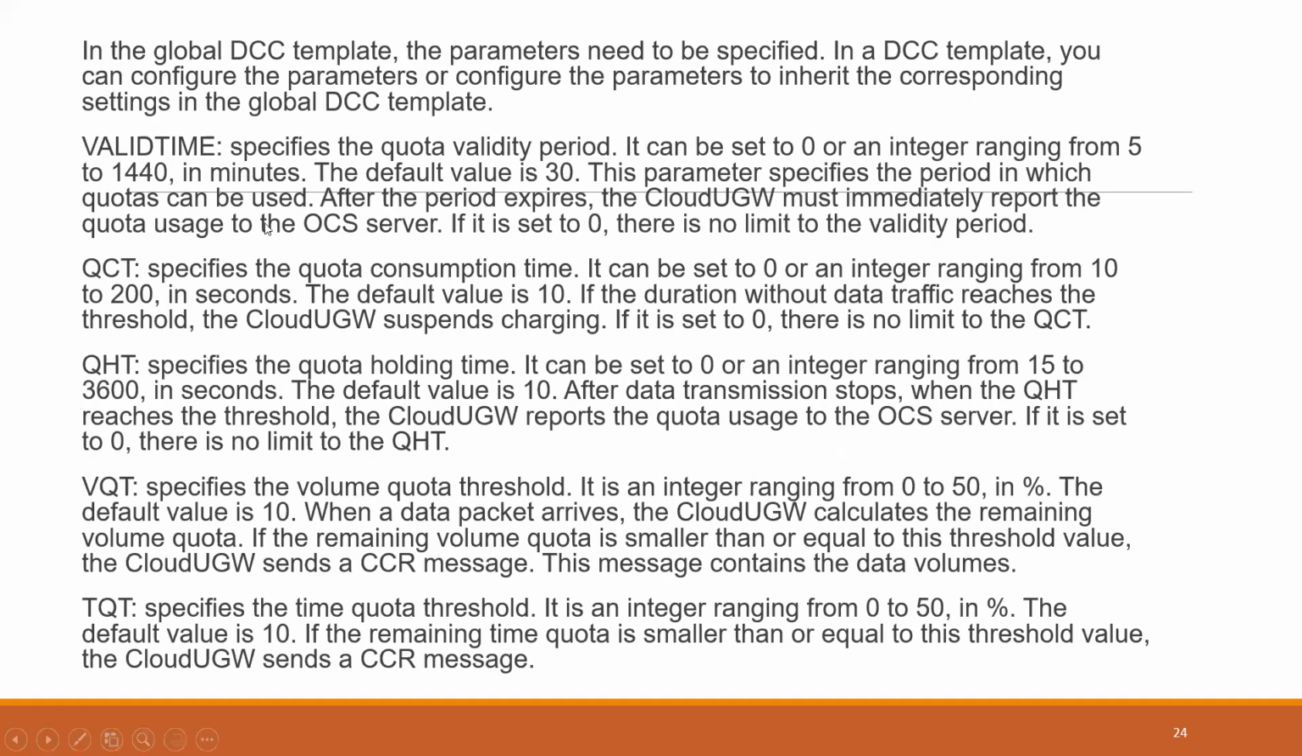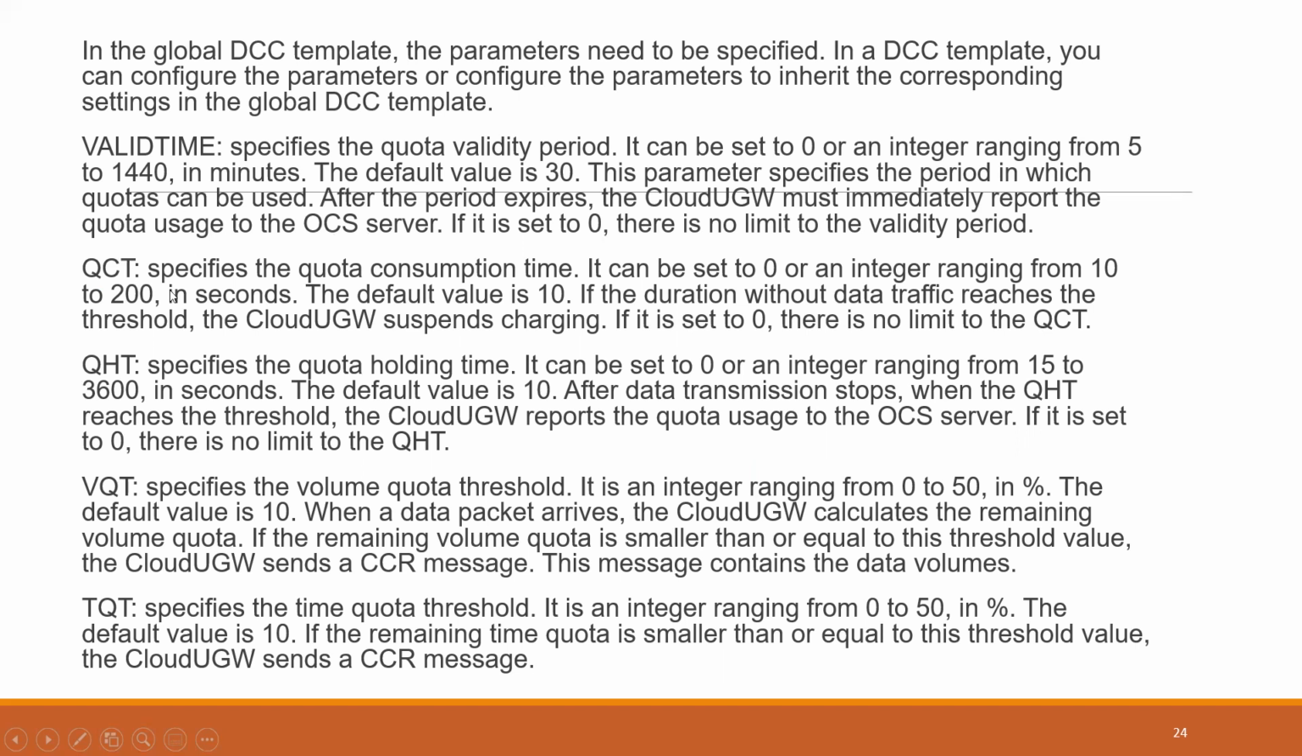These are some parameters that you're going to come across when you're configuring a DCC template. The first one is the valid time, which is the quota validity time. It can be set to 0 or an integer from 5 to 14, so it's configured in minutes. After this valid time expires, the UGW must immediately report the quota used to the OCS server. If it is set to 0, then there is no limit to the validity period.